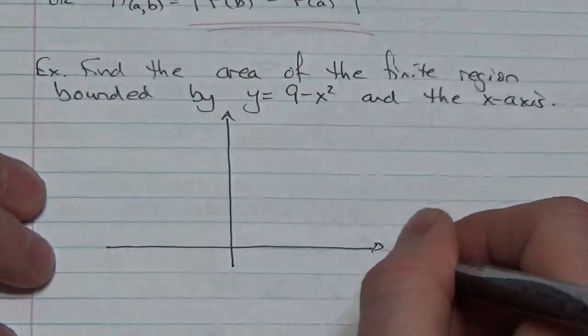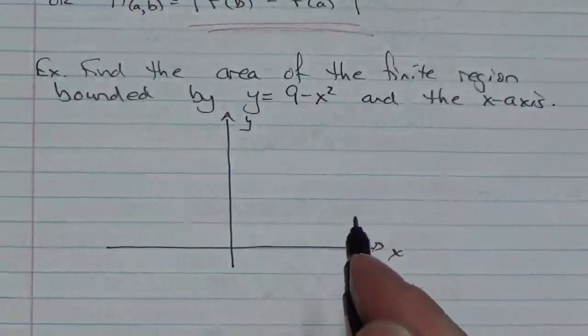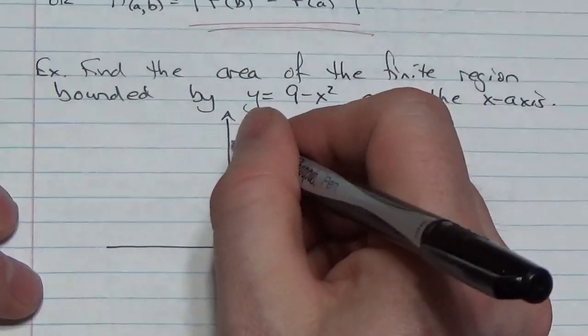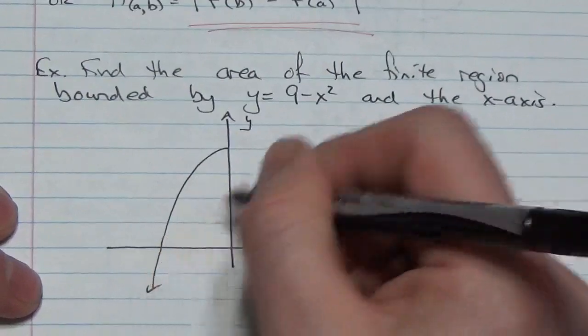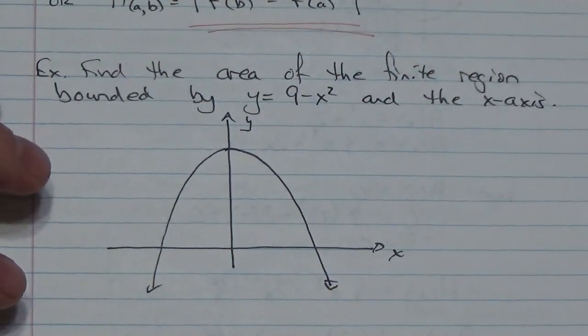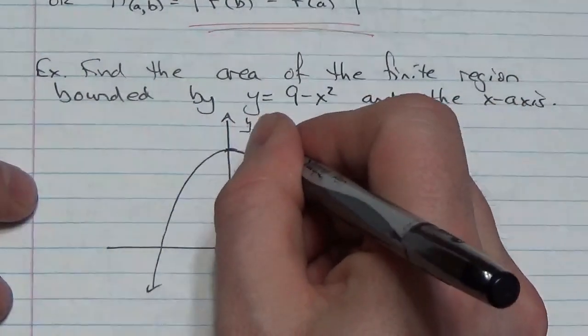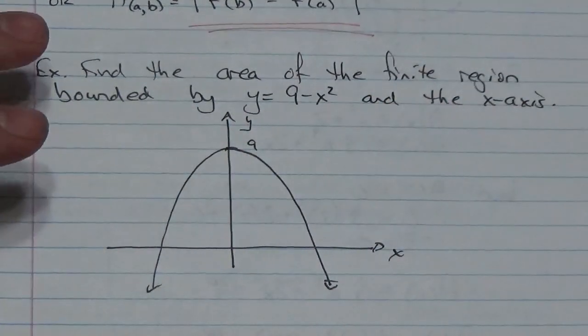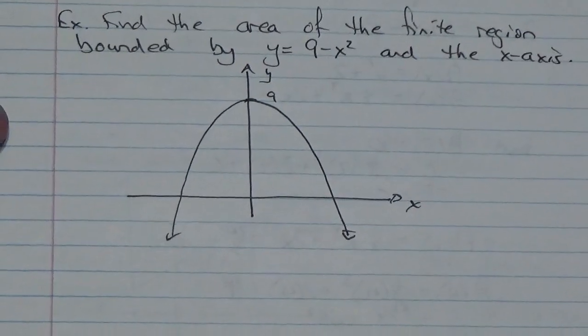There's my x-axis, my y-axis here. Now 9 minus x squared, that's a parabola that goes up to 9. It drops down here. Now, remember that when I'm finding the area under the curve, I always mean from the function to the x-axis.